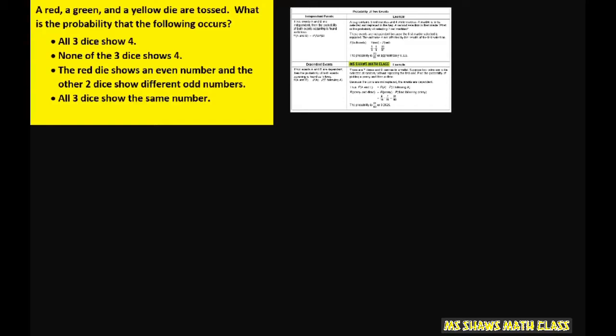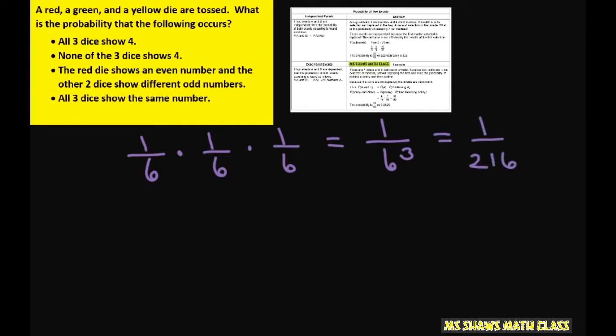So you toss out all 3 of the dice, and if you get all 4s, the red die would be 1/6, the green would be 1/6, and then the yellow one would be 1/6. You multiply that out, you get 1 divided by 6 cubed, which is 1 divided by 216.